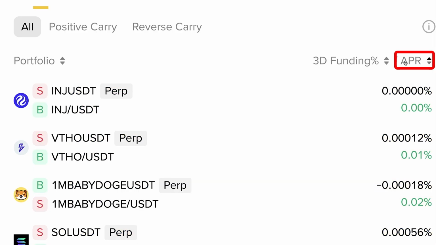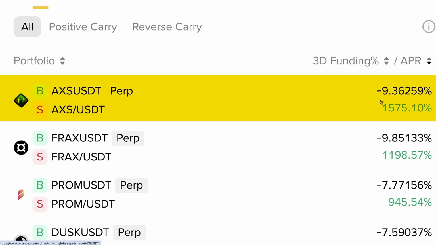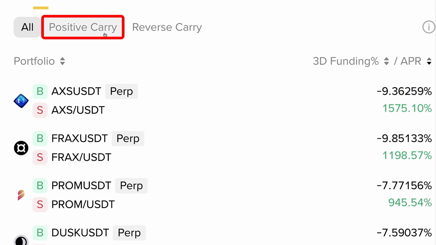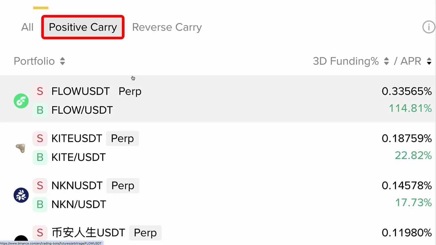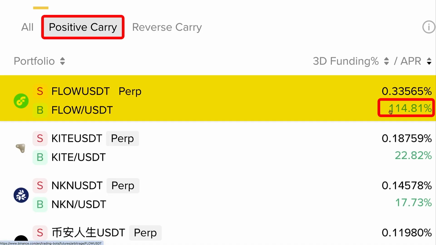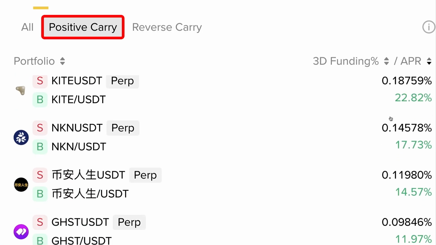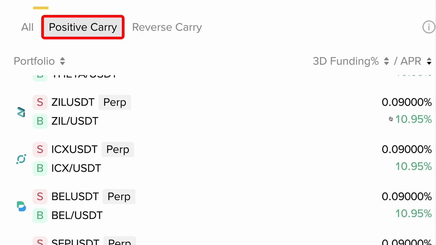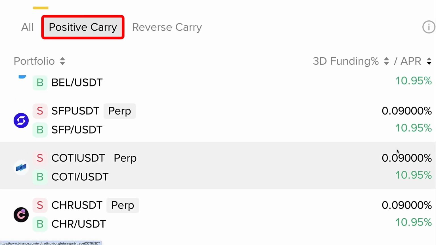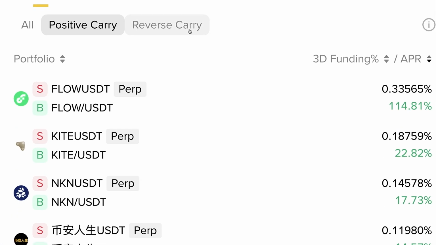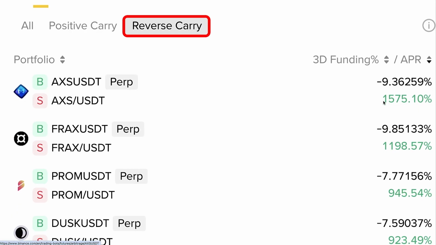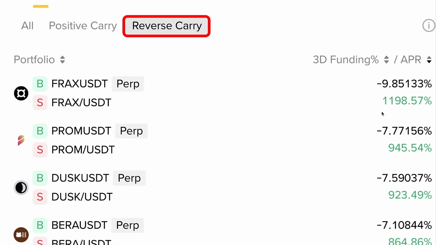Now if we click right here twice, you see that for some small and rare altcoins they have the biggest APR but also the biggest risk. And if I show here positive carry, you notice that there is only one that is more than 100% APR. The rest are roughly 20% or less. Most of them below 12%, as you can see here. The biggest opportunities are for the reverse carry, but here the risks are also higher.